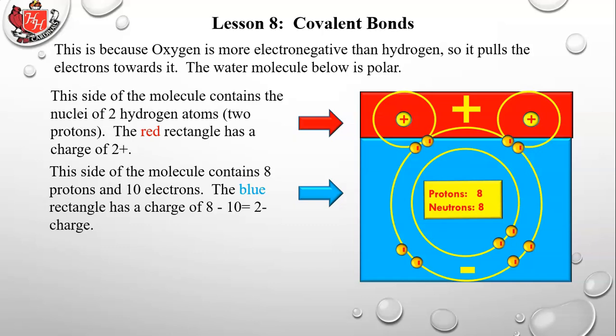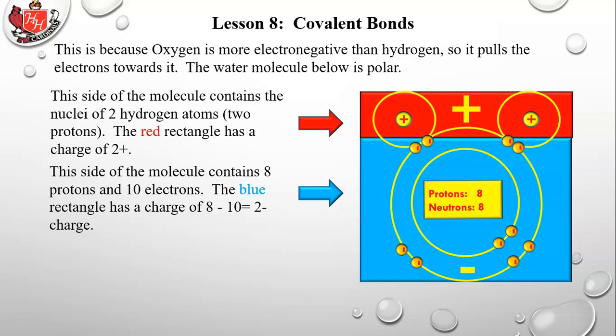So the top side of that molecule, the red, is positively charged. The bottom side is negatively charged. But what you should notice is that a water molecule is electrically neutral. If you look at all of the protons, 8 in oxygen and 2 in each of the hydrogens, it's a total of 10 protons. And it also has 10 electrons. 10 and 10 is electrically neutral.